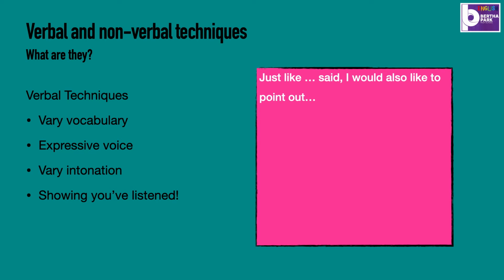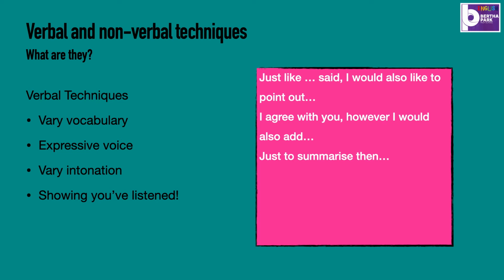So for example, if you were in a group with someone called Bob, you could say, "Just like Bob said, I would also like to point out..." So you don't have to disagree with Bob, but you're just adding on to what Bob has said. You're showing you've listened to him. "I agree with you, however, I would also add..." So again, you don't have to disagree with someone to contribute and to bounce off what they've said, but you need to find nice ways of adding it on.